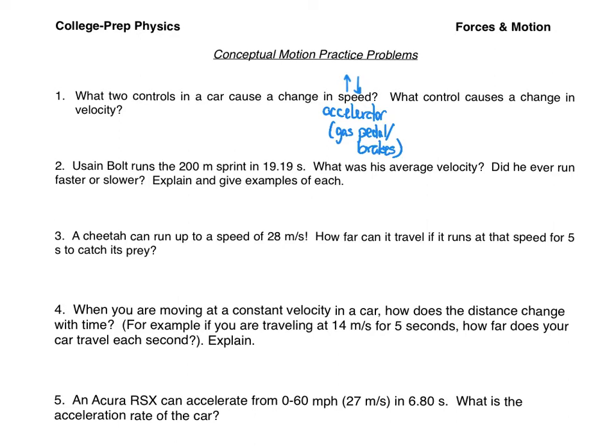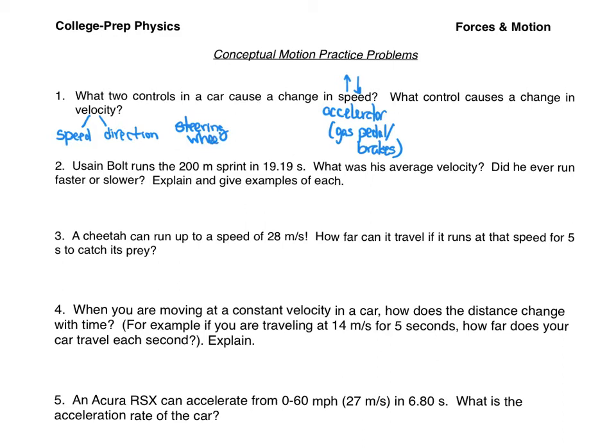All right, what control causes a change in velocity? I don't know if the video did this super well, but velocity is actually speed, how fast you're moving, and also the direction you're moving in as well. So you could be driving straight down the road and have a constant velocity. But the moment you turn and change direction, you're going to change your velocity. So the control in the car that will change your direction is obviously the steering wheel.